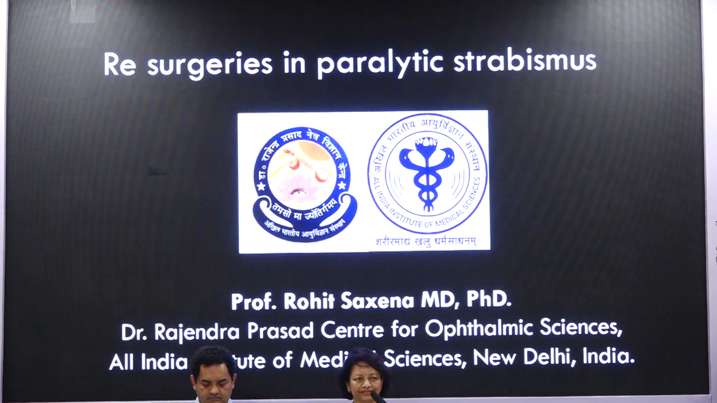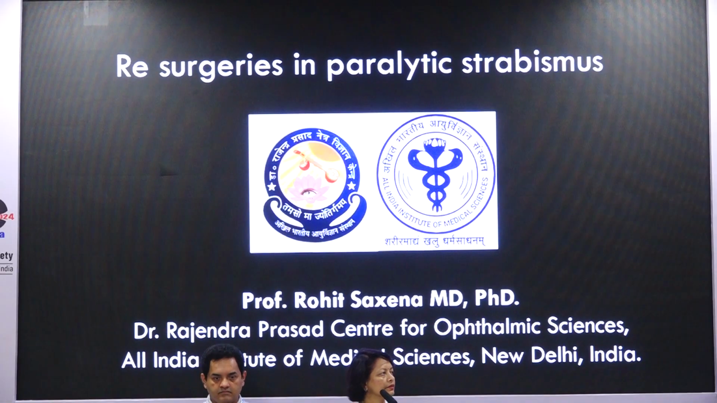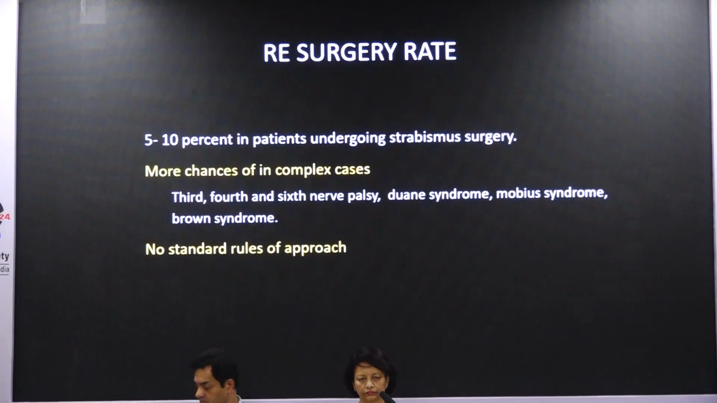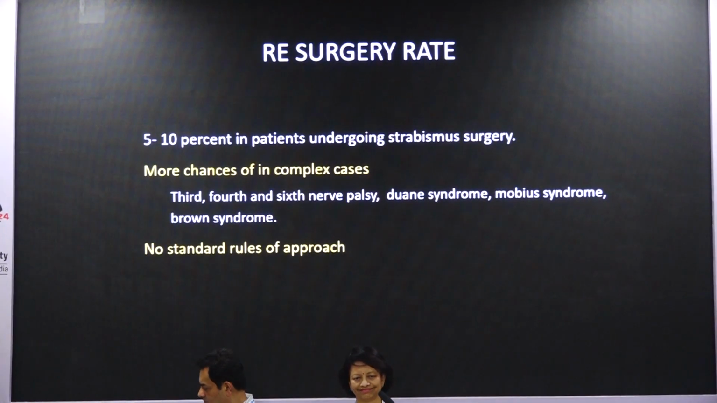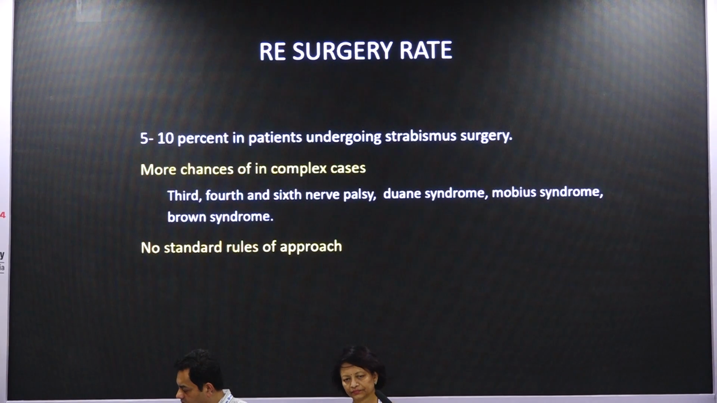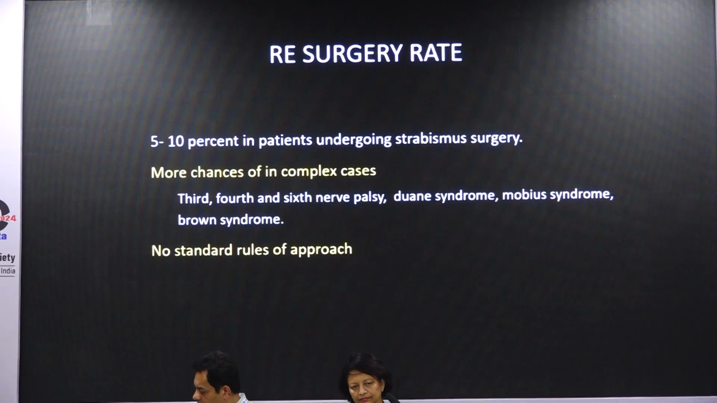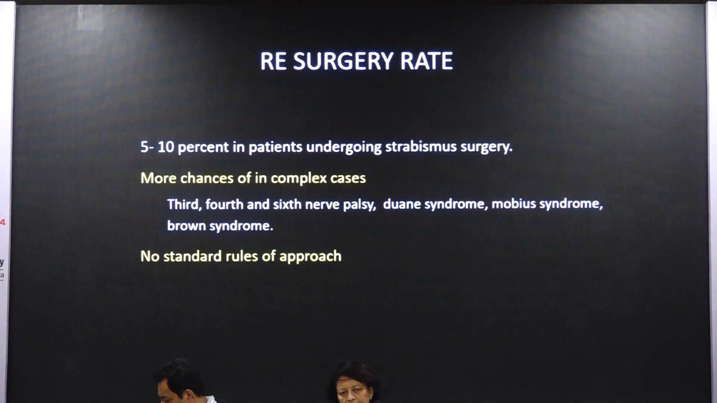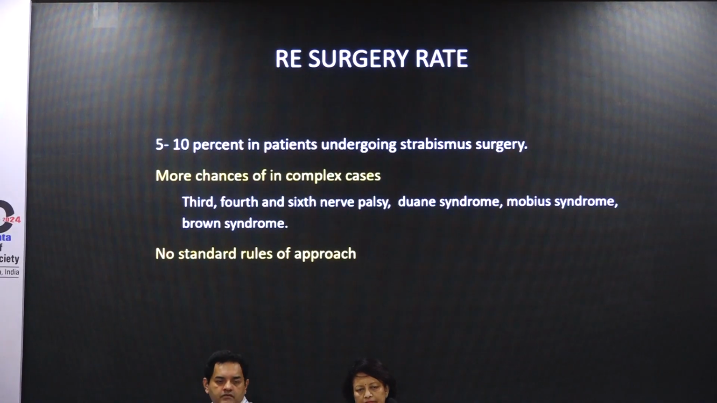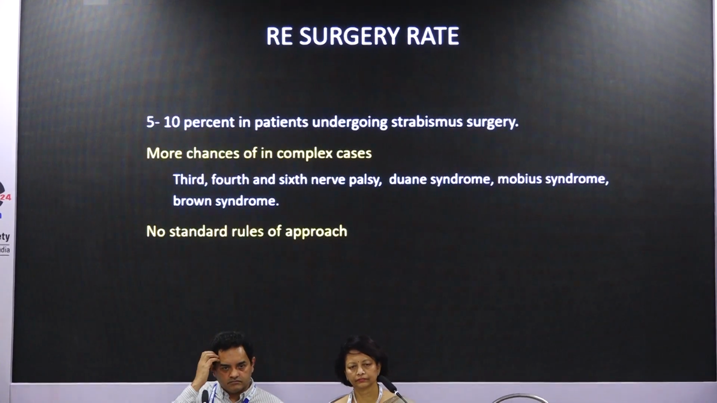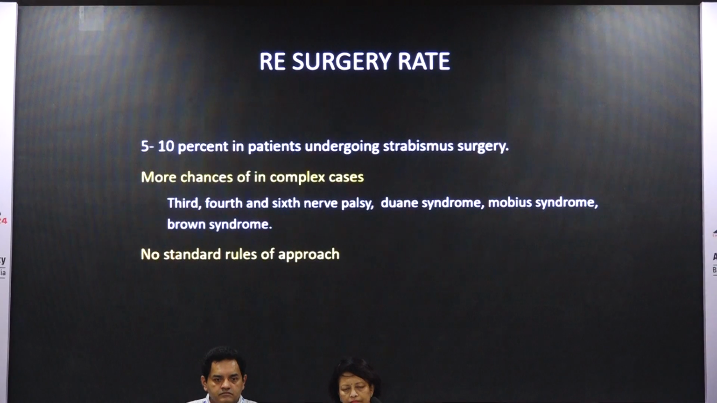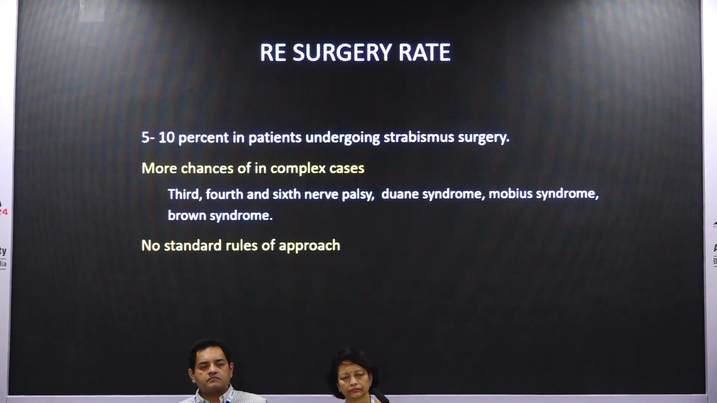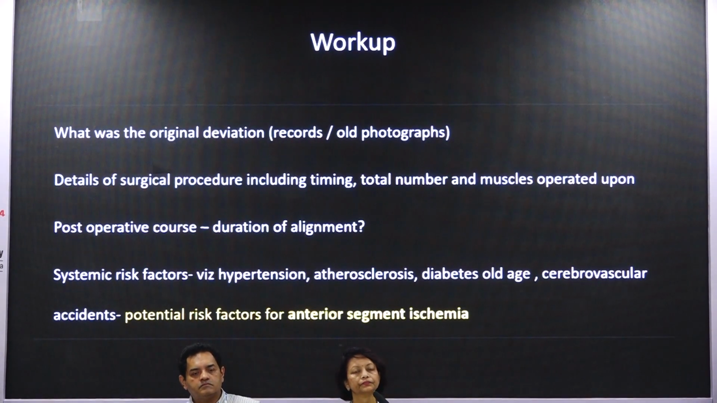So I'll be just talking a bit about paralytic strabismus, and the best and the worst part is that there are no rules, so I can't give you any rules. A fair amount of patients, as we just discussed, have a chance of recurrences or inadequate outcomes in complex cases, whether we're talking about paralytic strabismus or restrictive strabismus. Obviously, the chances are far, far greater, and there are really no standard rules.